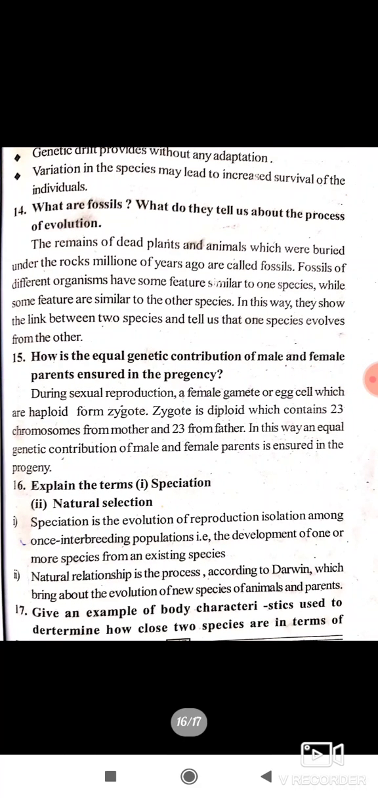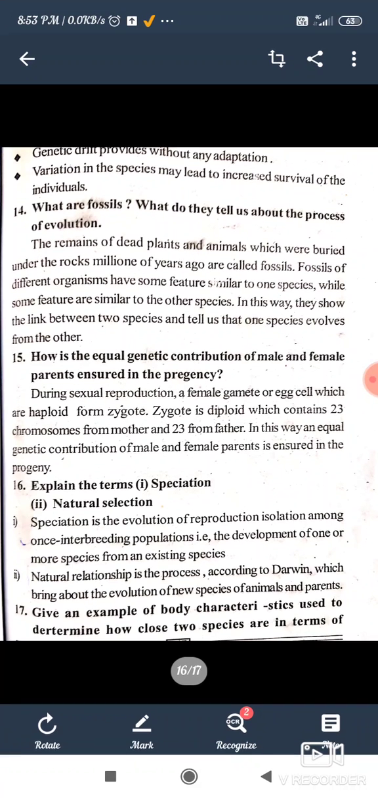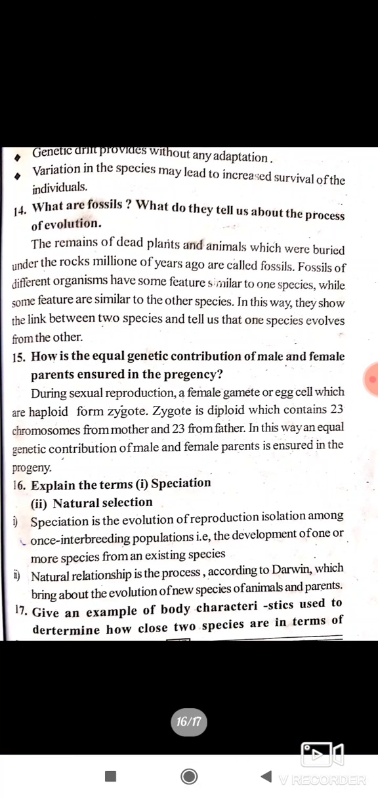What are fossils and what do they tell us about the evolutionary process? The remains of dead plants and animals which were buried under the rocks millions of years ago are called fossils. Fossils of different organisms have some features similar to one species, while some features are similar to another species. In this way, they show the link between two species and tell that one species evolved from the other.